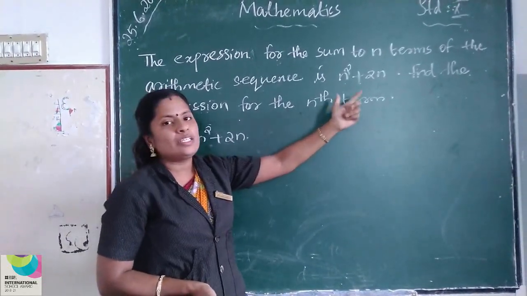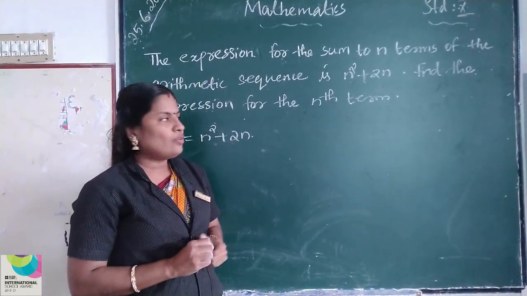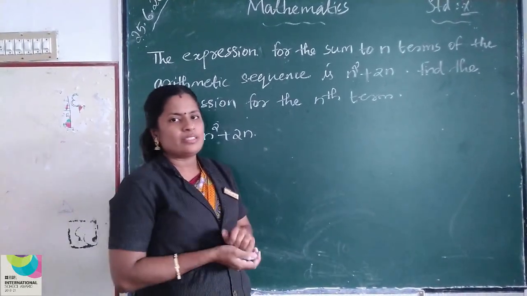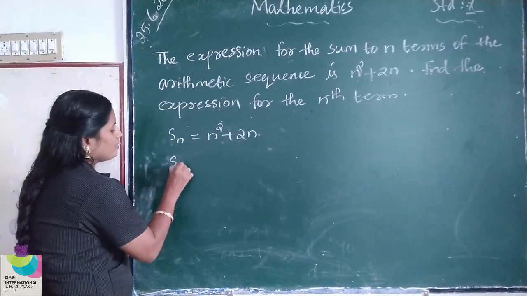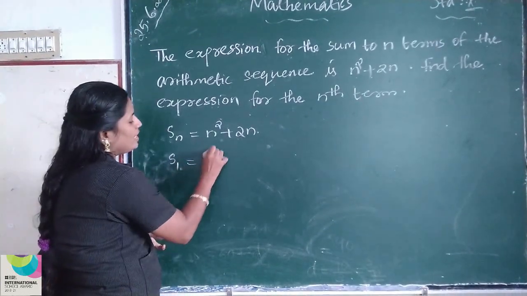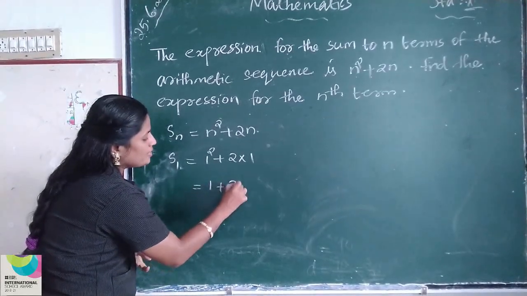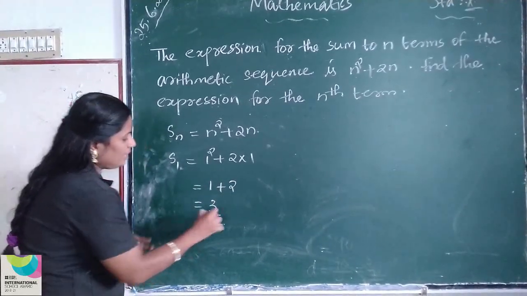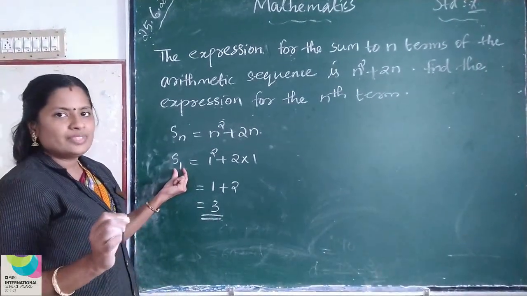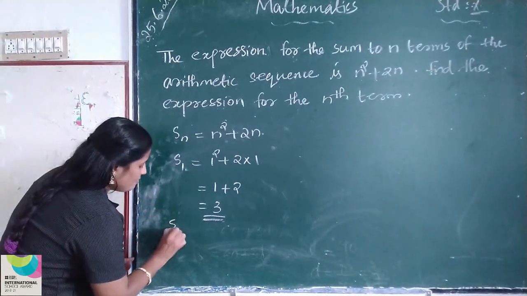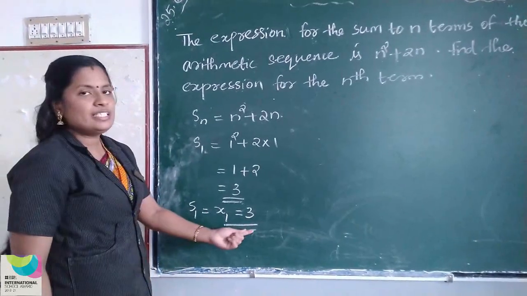Next, here we have to find the expression for the nth term of an arithmetic sequence. So at first we have to find the first term and the common difference. Here we have to substitute n equal to 1. S1 equal to 1 square plus 2 into 1, that is 1 plus 2, which is equal to 3. S1 equal to 3. That means the sum of the first term, that means x1. S1 equal to x1, which is equal to 3. So the first term is 3.